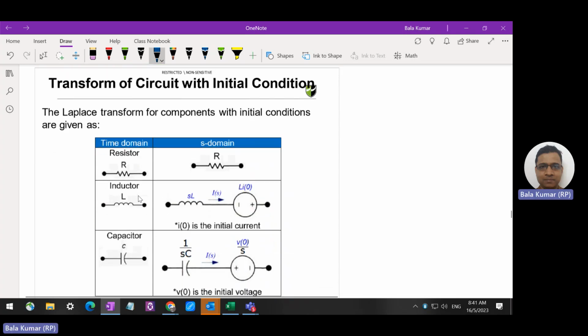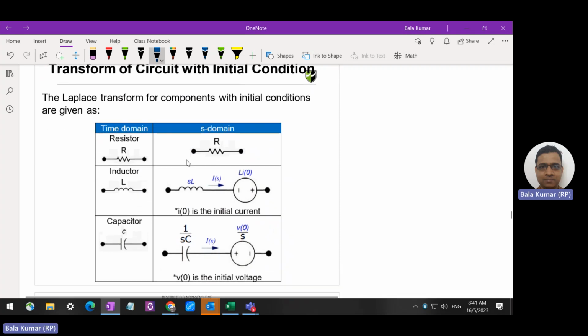The transformation of the source is exactly the same. For the RLC components, the resistor, there's no difference. There's no initial condition for the resistor, so the resistor is exactly the same. Inductors can store current and capacitors can store charges. Therefore, there can be some initial values. So how do we include this initial current or the initial voltage of the capacitor inside the S domain?